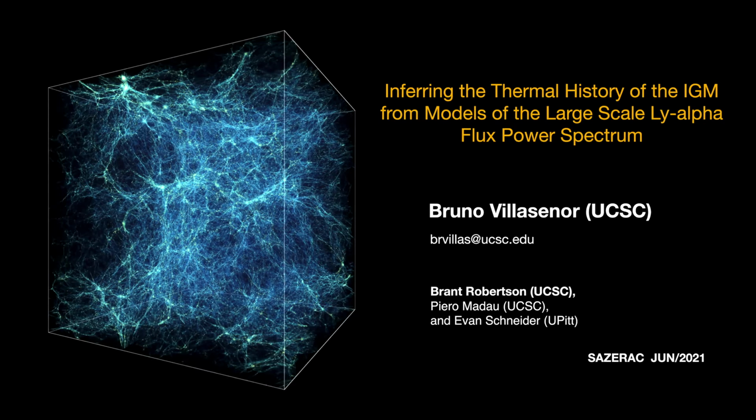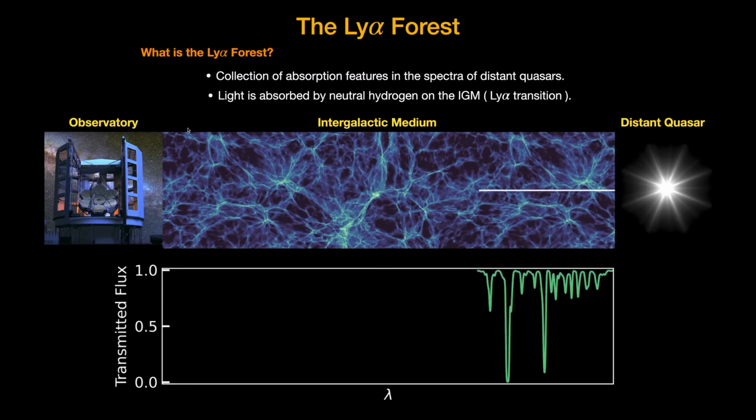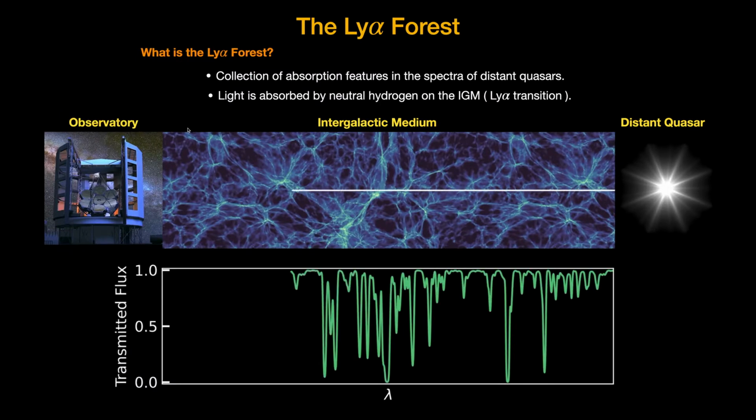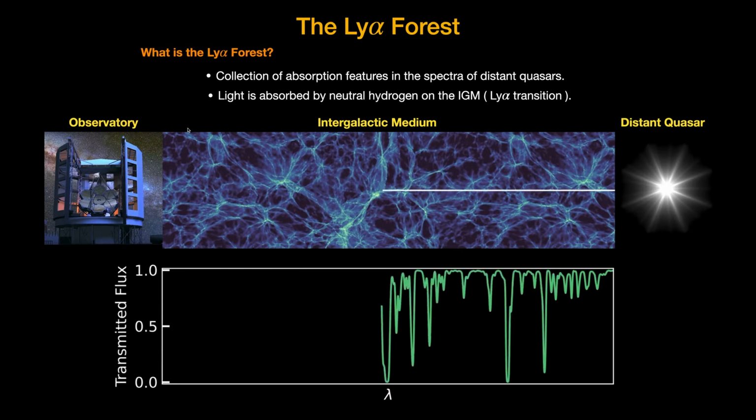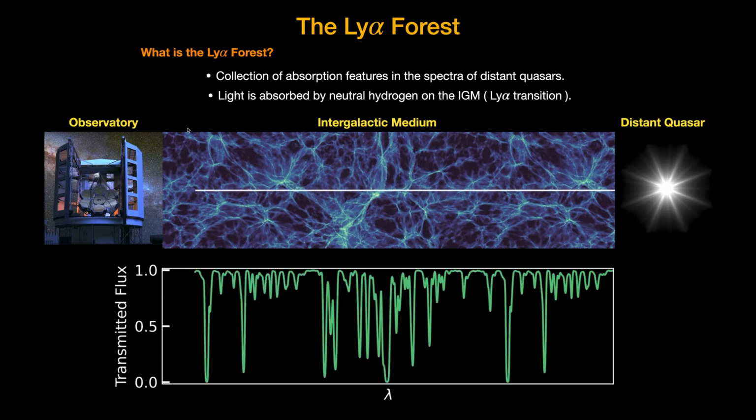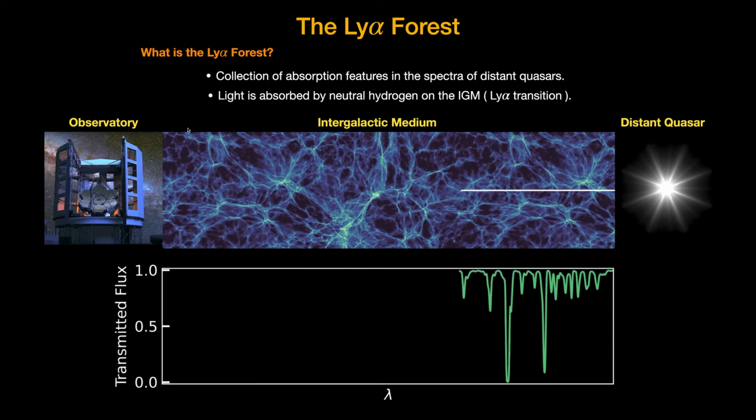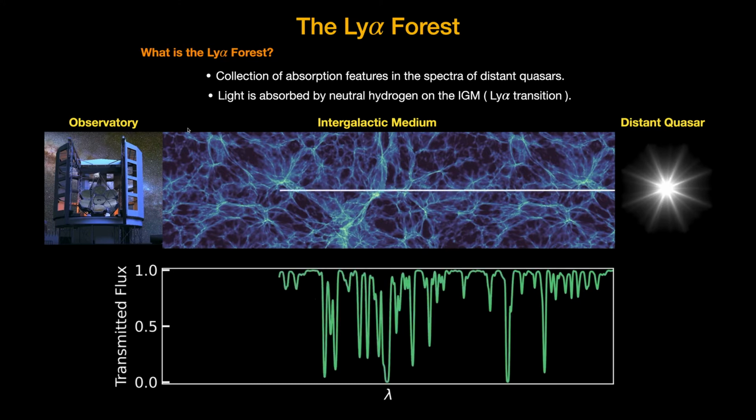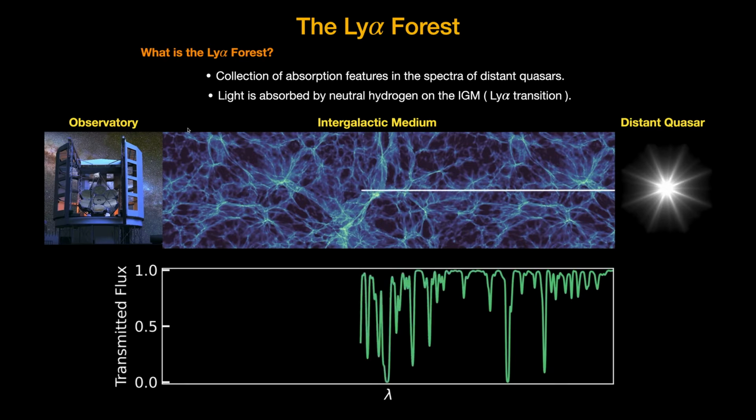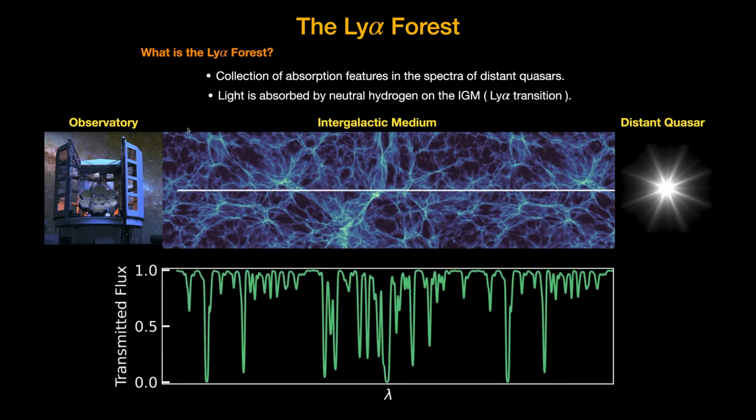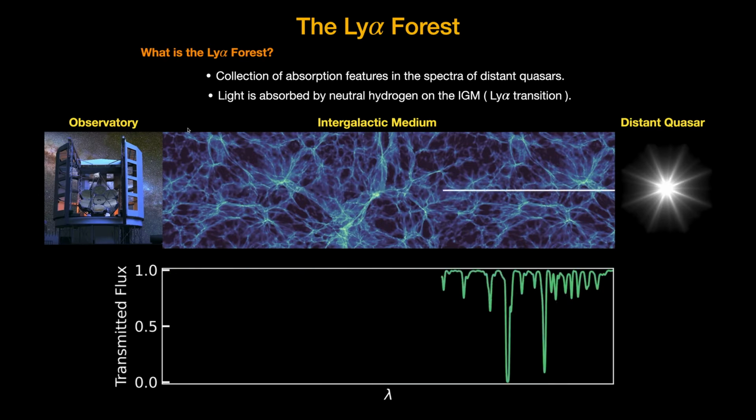I will be talking about my recent work inferring the thermal history of the IGM by comparing two large-scale Lyman-alpha Forest power spectra. Just as an introduction, the Lyman-alpha Forest is a collection of absorption features that we observe in the spectra of distant quasars and galaxies. These features occur because as the light emitted by the quasar travels through the intergalactic medium, it encounters clouds of neutral hydrogen, and the photons with the frequencies that correspond to the Lyman-alpha transition of hydrogen will get scattered by the presence of the neutral hydrogen atoms.